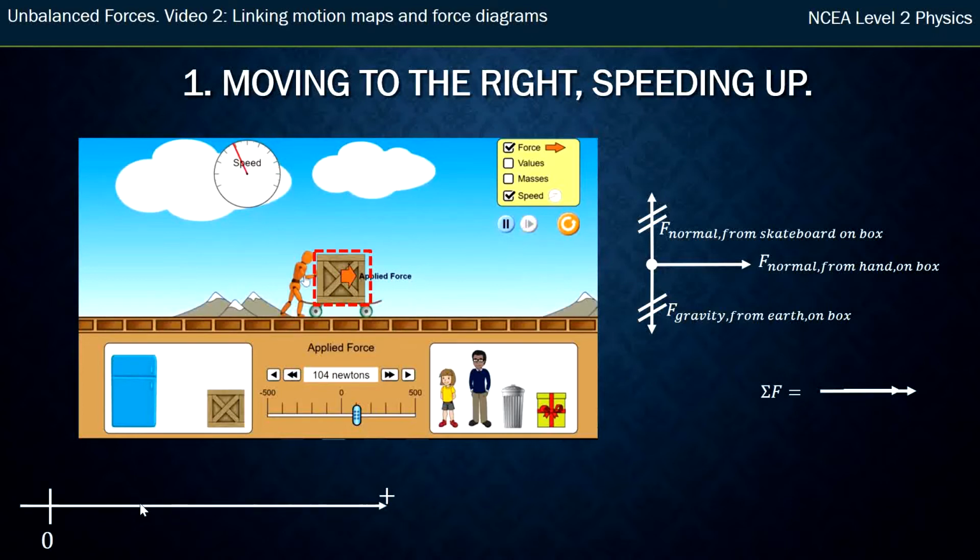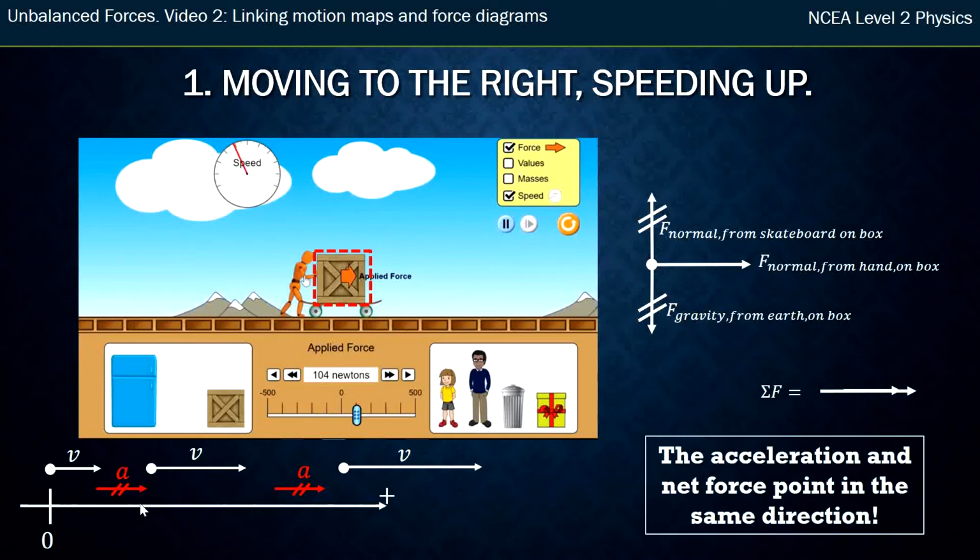I can then draw a separate motion map. Always with motion maps we start with a coordinate system. I've chosen mine to go to the right because everything's pointing to the right, so my positive direction is right. My velocity is increasing, so those velocity arrows get bigger and bigger, and the dots get a larger distance between them. My acceleration arrows are effectively the difference between two velocity arrows, and they both point to the right. I need right-pointing acceleration arrows to make each of my velocity arrows bigger and bigger. So what do you notice? My acceleration is pointing to the right, and my total force is pointing to the right. The acceleration and the net force point in the same direction.